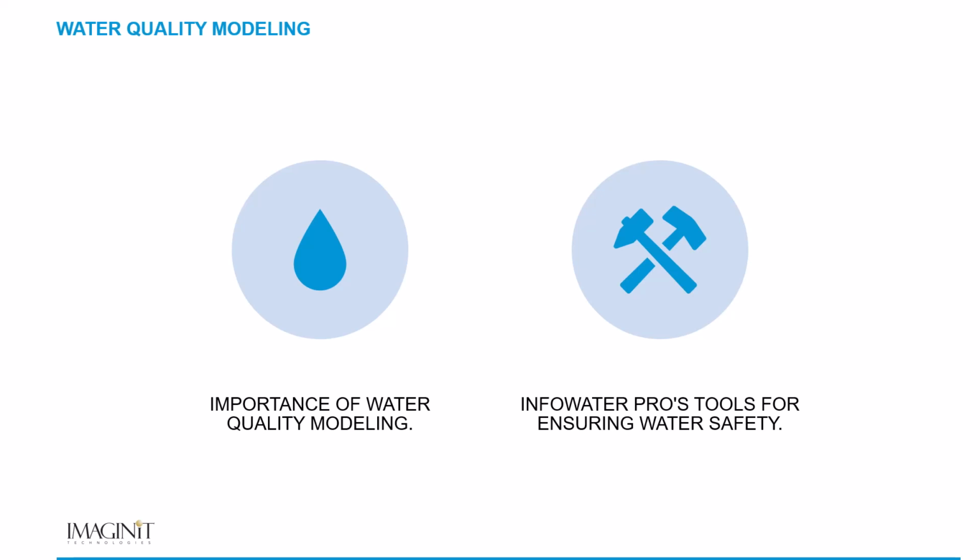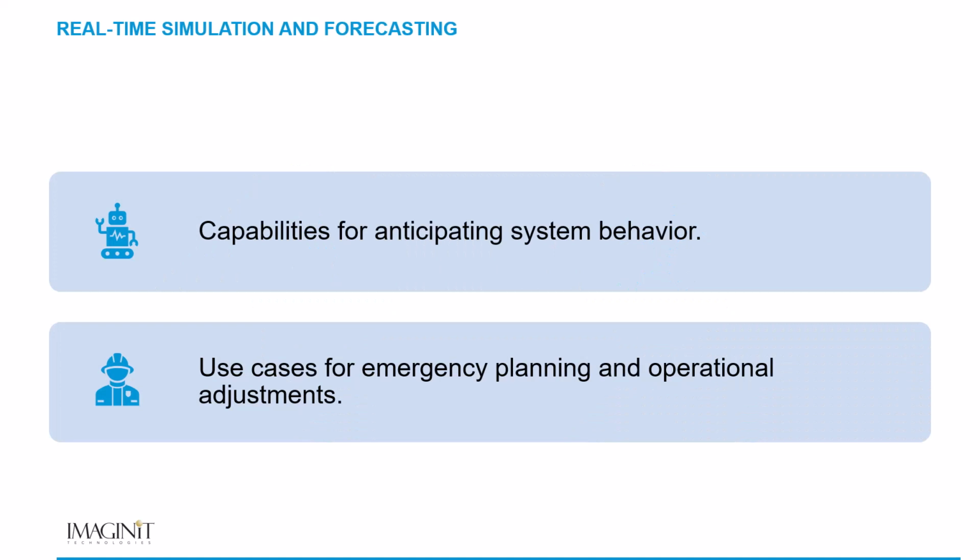It combines advanced simulation capabilities with practical applications, enabling proactive strategies that safeguard public health while meeting regulatory requirements. As we further explore InfoWater Pro's suite of features, real-time simulation and forecasting stands out as a pivotal tool for dynamic water management. This capability allows utilities to not only understand their current system status, but also to anticipate future conditions, making informed decisions in real time.